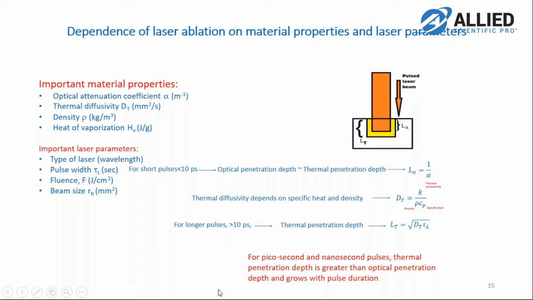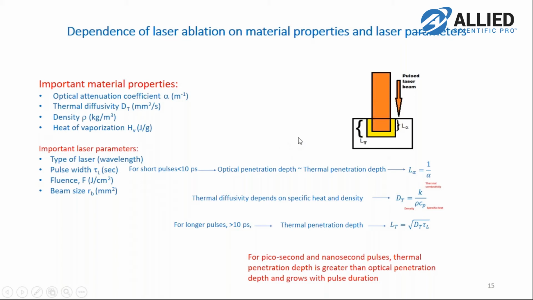And for the laser parameters, the type of laser, which defines the wavelength, the pulse width, the fluence, the energy per unit area, and the beam size are important. So looking at the picture on the right side, you see a laser beam shown in orange shining on the material in the box, and it penetrates a certain depth shown by L alpha in the material. That's called the optical penetration depth, L alpha, which is the inverse of the absorption coefficient, alpha.